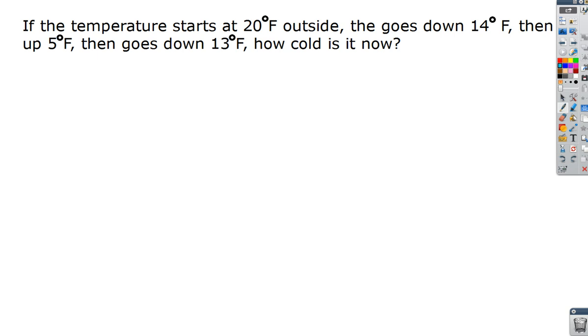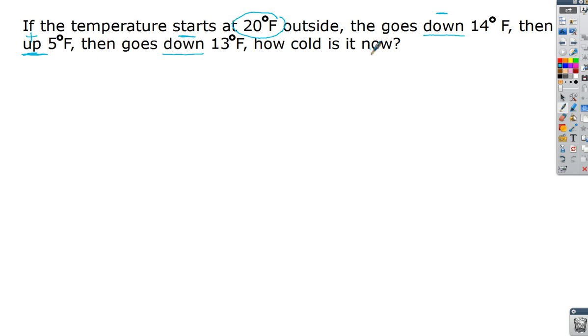So for our next problem, it says if the temperature starts at 20 degrees Fahrenheit outside, then goes down 14 degrees Fahrenheit, then up 5 degrees Fahrenheit, then down 13, how cold is it now? So I want you to look at this problem. If the temperature starts at 20, so this is our starting number, then goes down 14 degrees Fahrenheit, so subtraction. Then goes up 5 degrees Fahrenheit, then goes down 13 degrees Fahrenheit. How cold is it now?